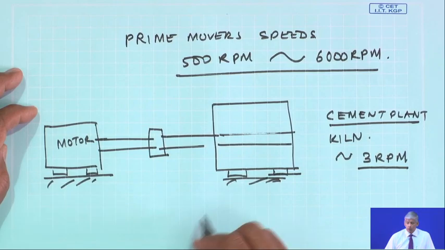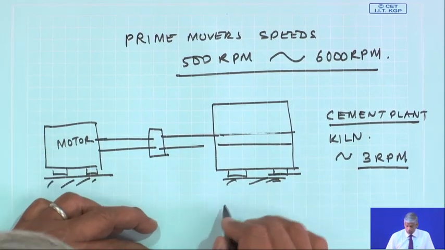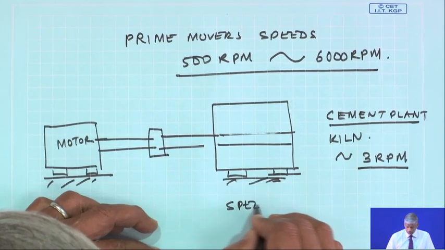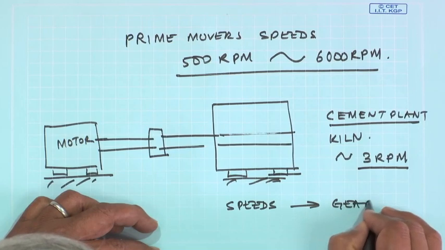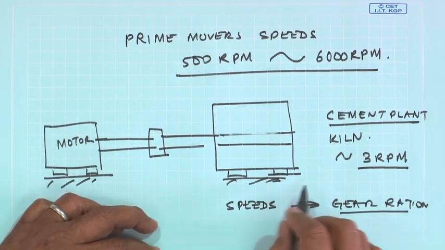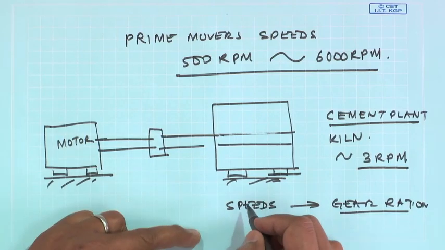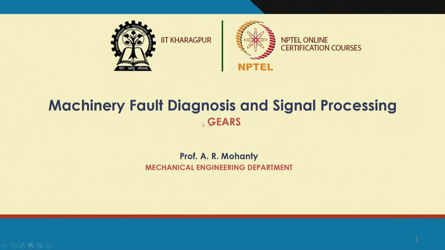Okay. In automobiles, we require different speeds, so we need to have different gear ratios. We need different speed ratios because of the dynamics requirement of the automobile. I am not going to go into the details of the dynamic requirements. So, in this class, we will focus on gears and how exactly we can find out defects in gears.